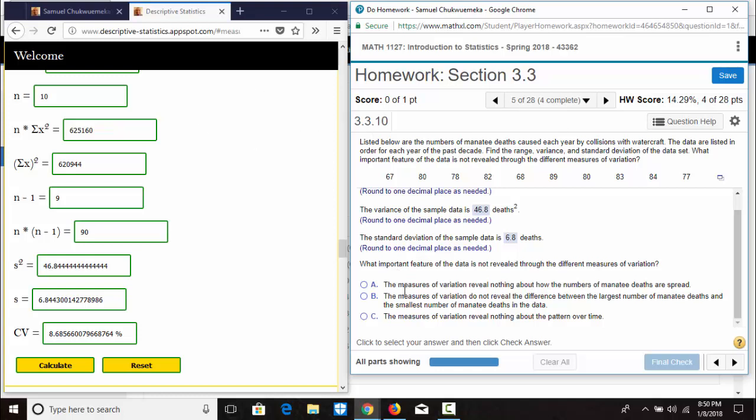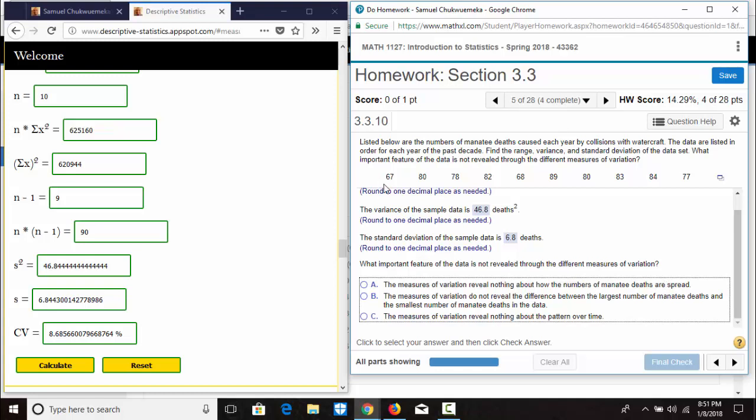Okay, look at A and C for a moment. B is wrong. Okay, it tells us the difference. But A and C, the measures of variation reveal nothing about how the numbers of manatee deaths are spread. Let's look at A again. Measures of variation or measures of spread. So A is incorrect. The measures of variation actually tell you how the number of manatee deaths are spread year by year.